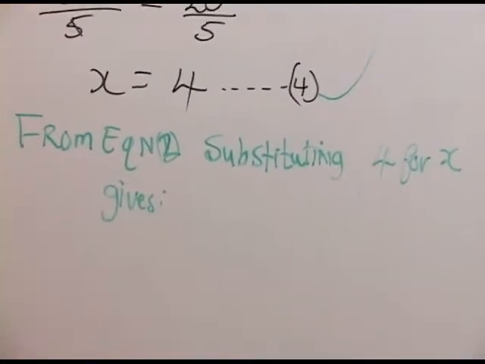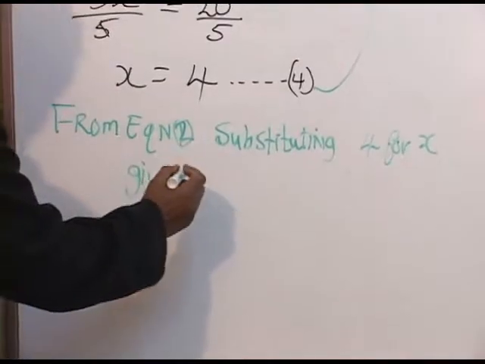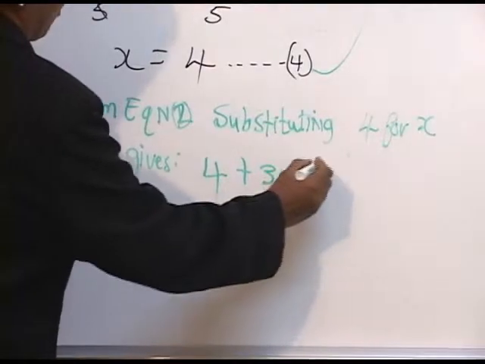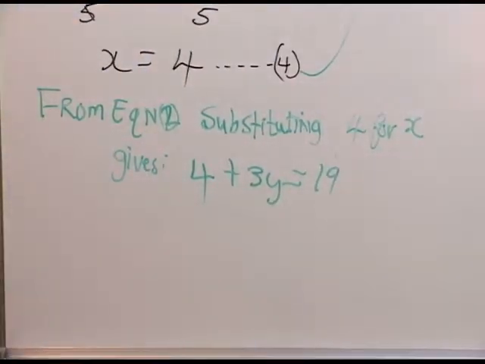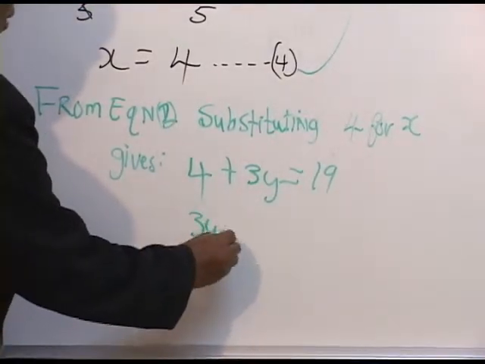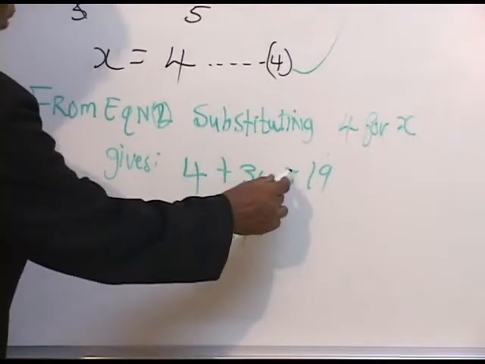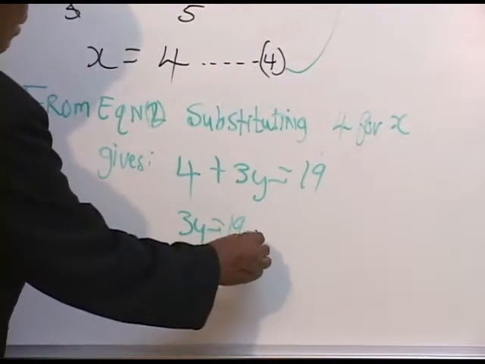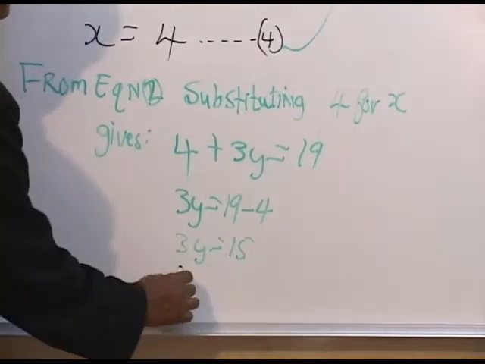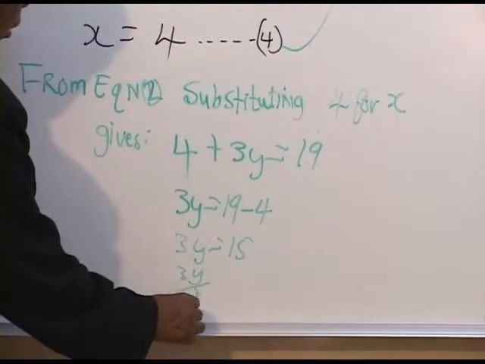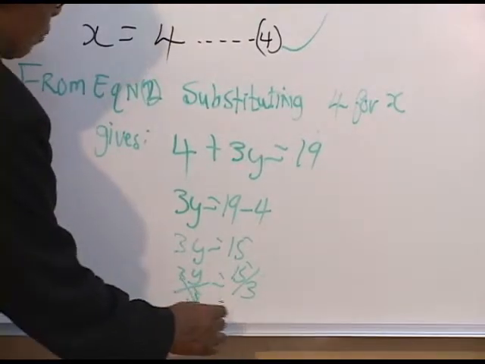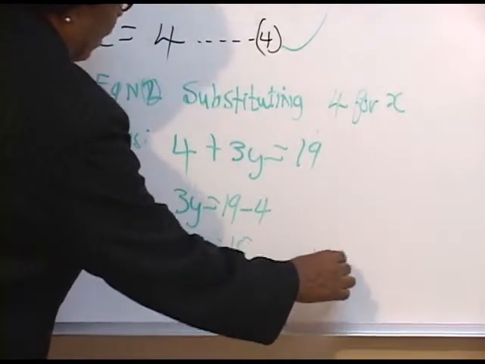Now, if I had used equation 2 for my substitution, substituting 4 for x, this would give me 4 plus 3y equal to 19. Then 3y would be equal to 19, and I'm taking the 4 over to the other side, so I'm changing my sign: minus 4. Then 3y would be equal to 15, and 3y divided by 3 would be equal to 15 divided by 3, and yes, we would have gotten again y is equal to 5.